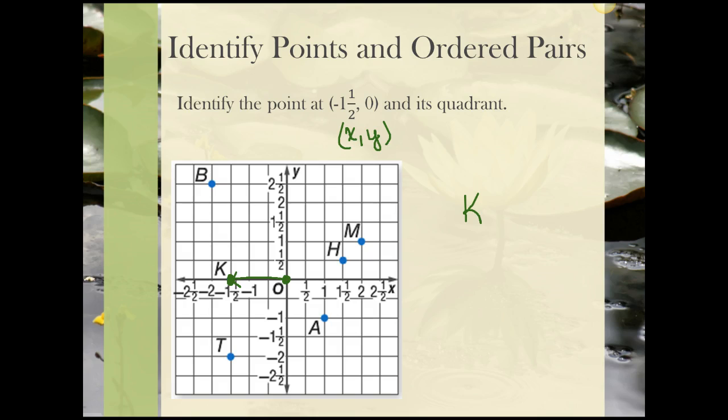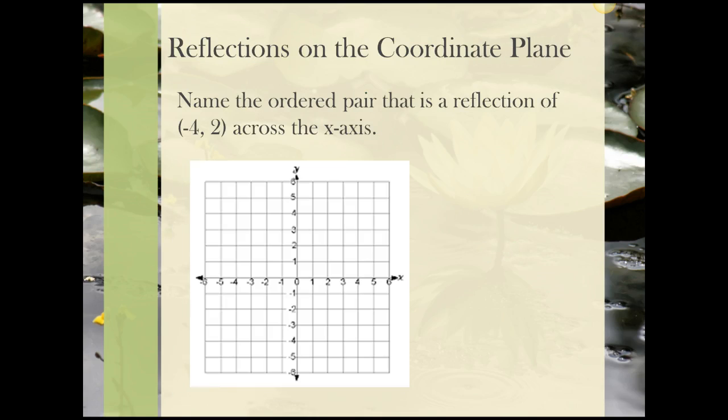You don't want to just leave it blank when you're asked for the quadrant, because then that will leave a question as to whether or not you just simply forgot to answer the question, or if maybe you don't know what the answer is. Whenever we have a point on either the x or the y axis, we will note its quadrant as none. Next, let's take a look at some reflections on the coordinate plane.